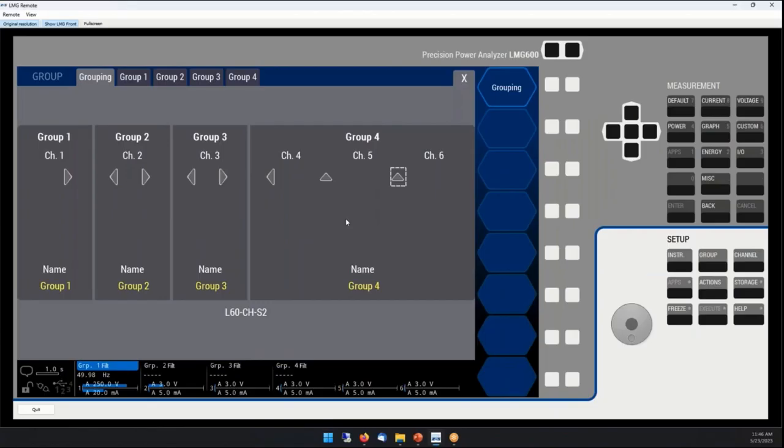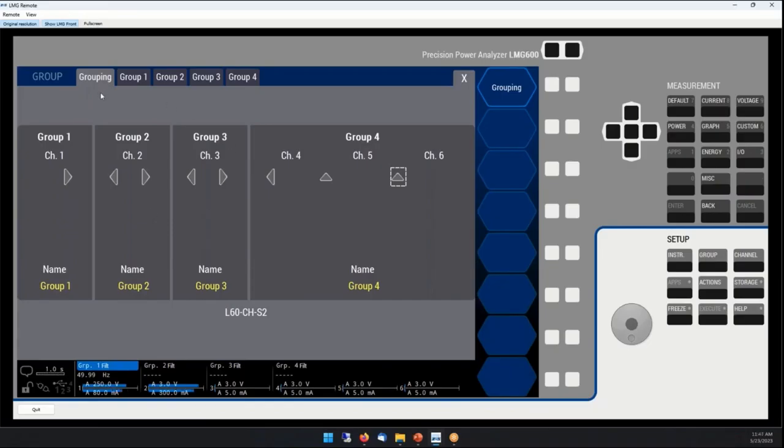So I am connected here remotely with the LMG. I'm running the LMG remote software to operate the instrument from my computer. I believe you see that on your screen.